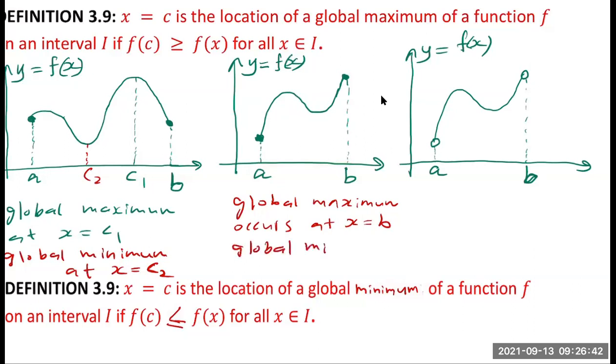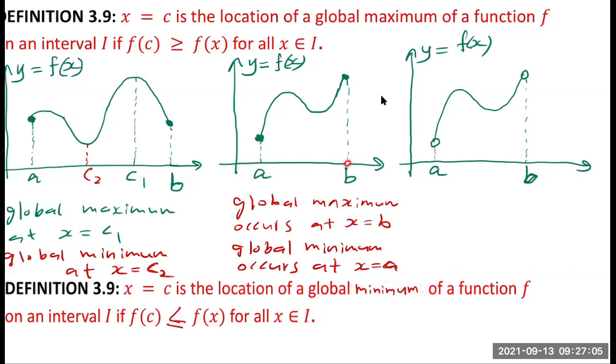Global minimum occurs at x is equal to a in this case. As you can see, the global minimum occurs at an endpoint. See, this is the endpoint, right? This is the left endpoint, of course. Your global minimum occurs at the left endpoint.